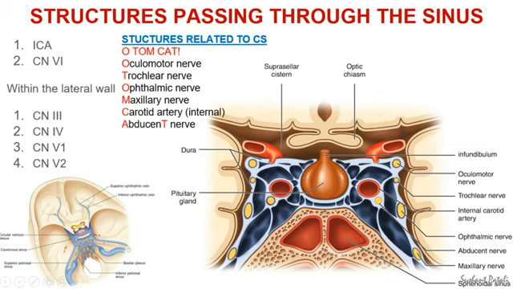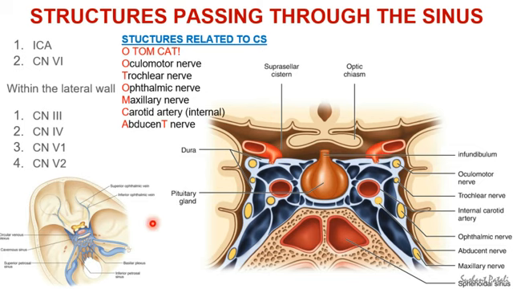The second structure that passes through the cavernous sinus is the abducent nerve. The abducent nerve enters below the petrosphenoid ligament, and it accompanies the internal carotid artery, lying inferolateral to it. This nerve leaves the cavernous sinus through the superior orbital fissure within the common tendinous ring.